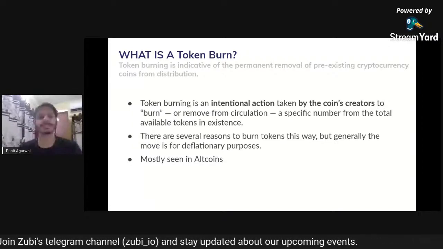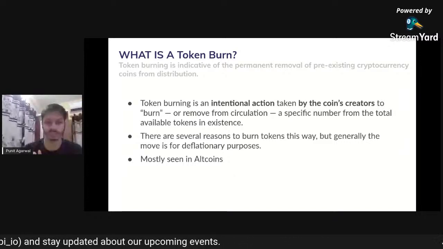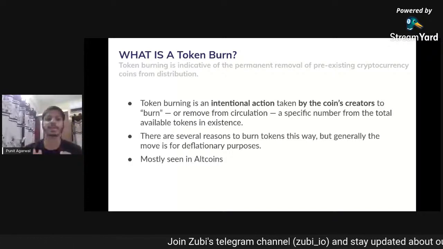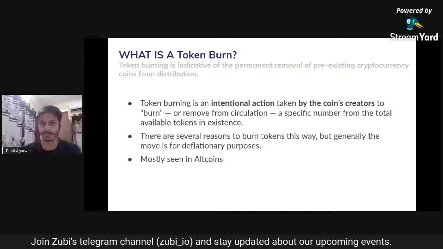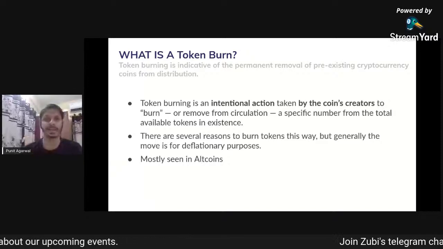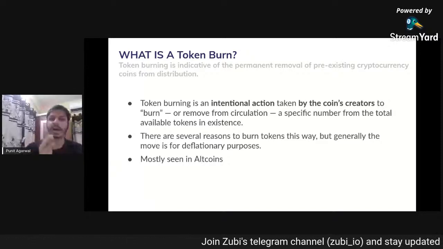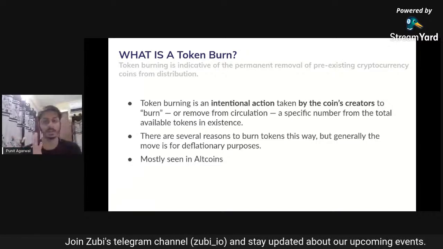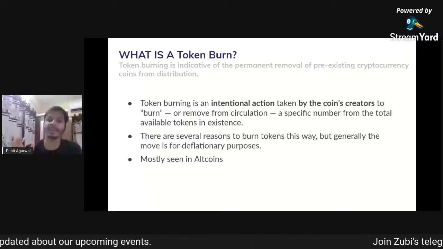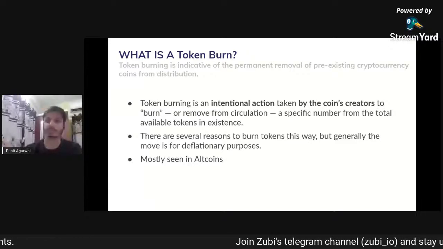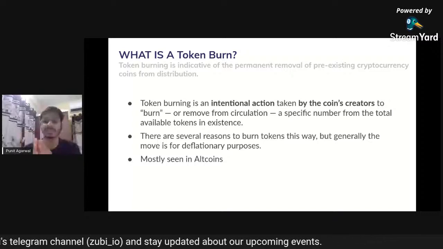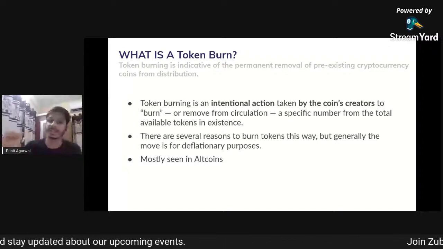Token burning is basically a process wherein we permanently remove existing cryptocurrency coins from distribution. Let's say I have around 20 million coins, and I burn 1 million coins. What happens after that? Those 1 million coins are completely, permanently removed from that particular cryptocurrency's distribution.